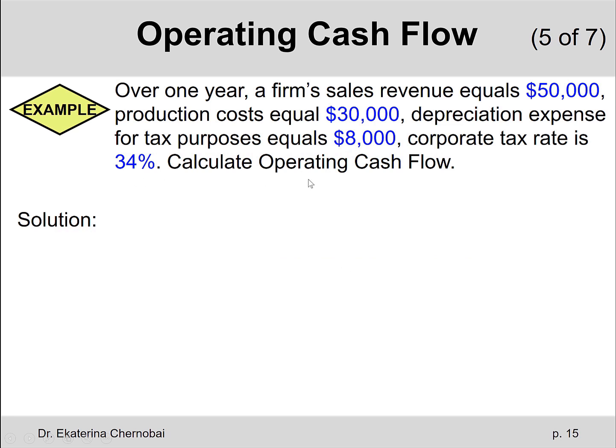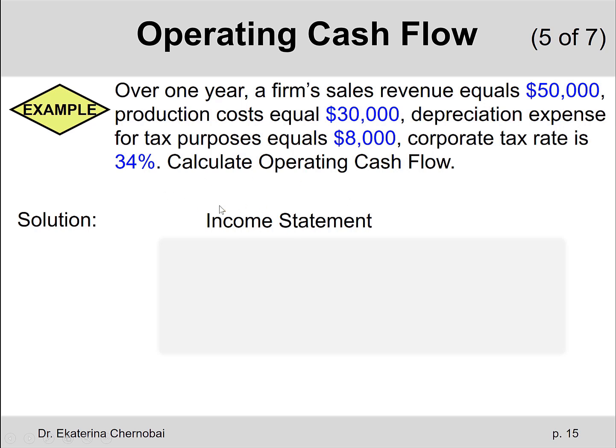Let's look at the following example. Let's say we are considering a new investment project, right? And we are now interested in calculating the operating cash flow for the first year of this project. Here's what we know about the first year. Over 1 year, a firm's sales revenue is expected to equal $50,000. Production costs would equal $30,000. Depreciation expense for tax purposes would equal $8,000. And the corporate income tax rate is going to be 34%. How would you calculate the operating cash flow?